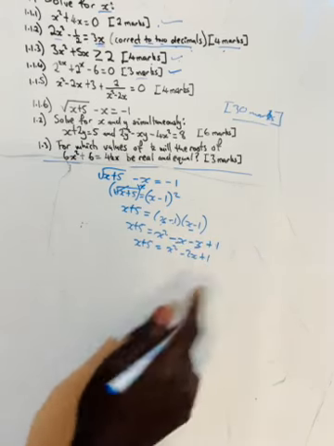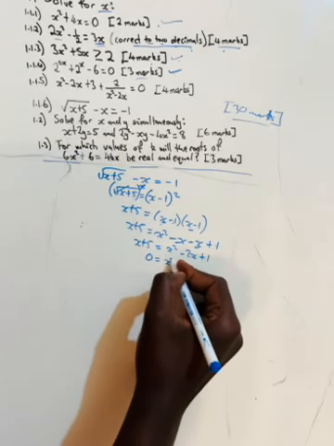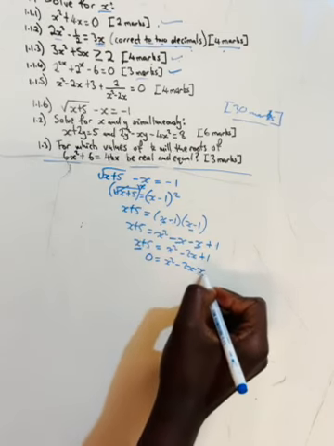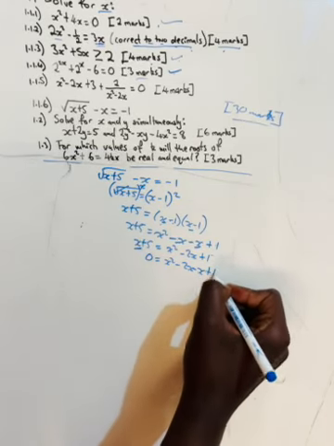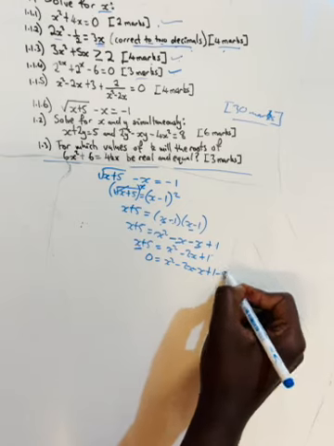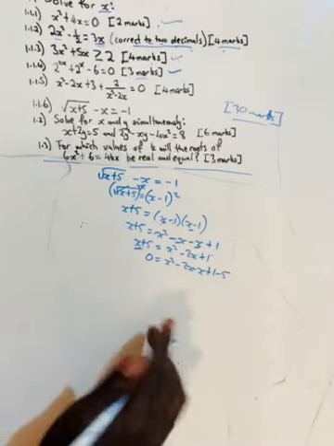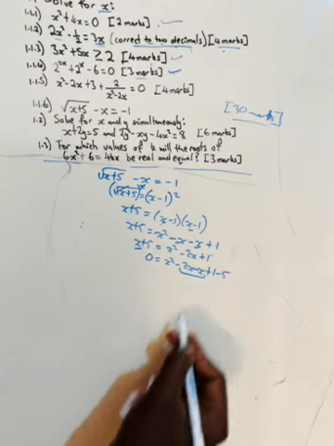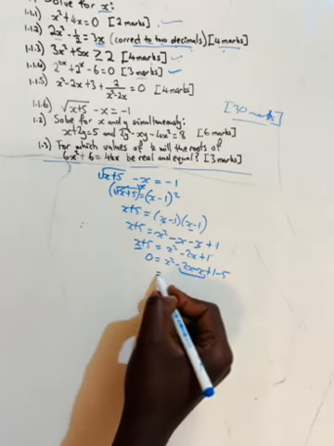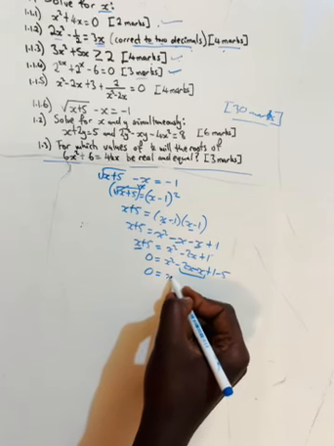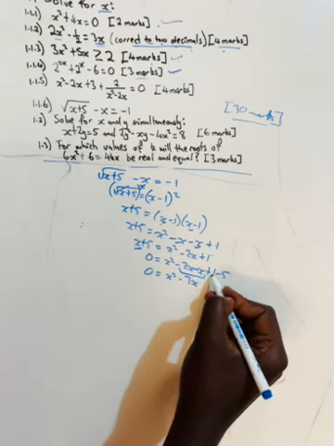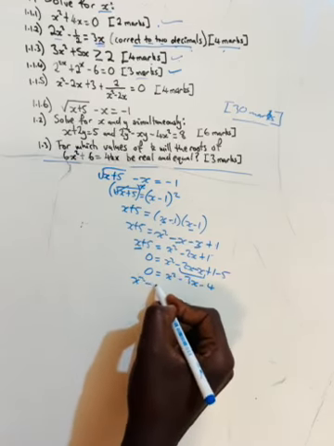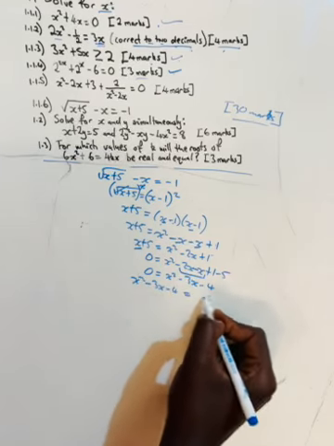Now what am I going to do? Now I'm going to say 0 is equal to x squared minus 2x. This was a positive x, it becomes a negative x. Then here we've got positive 1, and this was a positive 5, it becomes a negative 5. As we continue, this negative 2x and negative x are like terms. So negative 2x, negative x, gives us what? Negative 3x. So we've got x squared minus 3x, and 1 minus 5 is equal to negative 4. So now we say x squared minus 3x minus 4 is equal to 0.